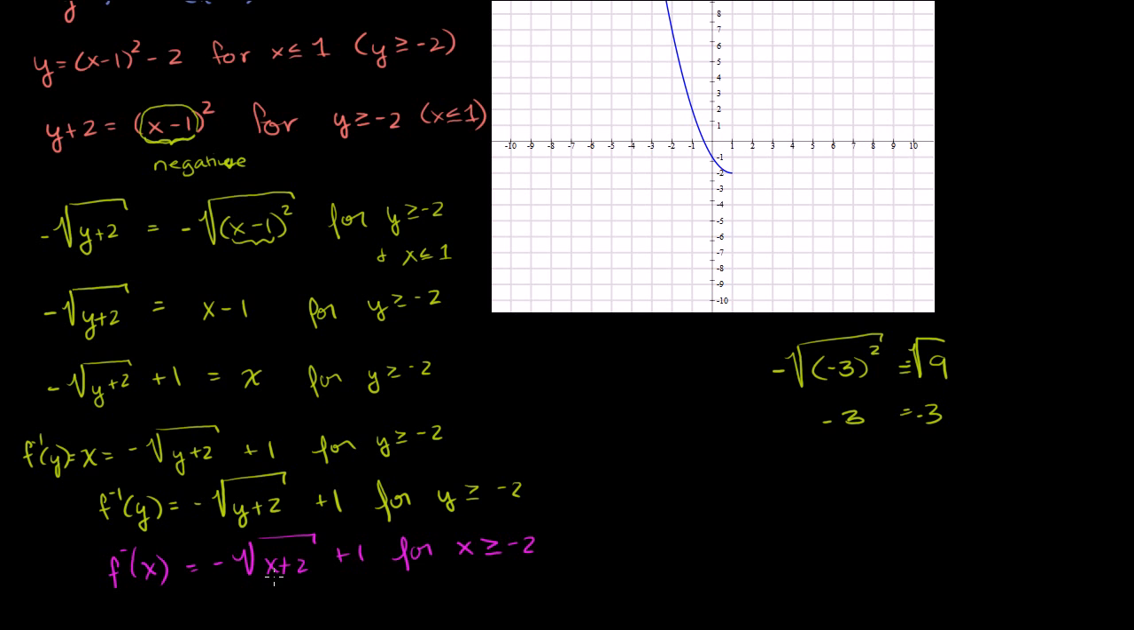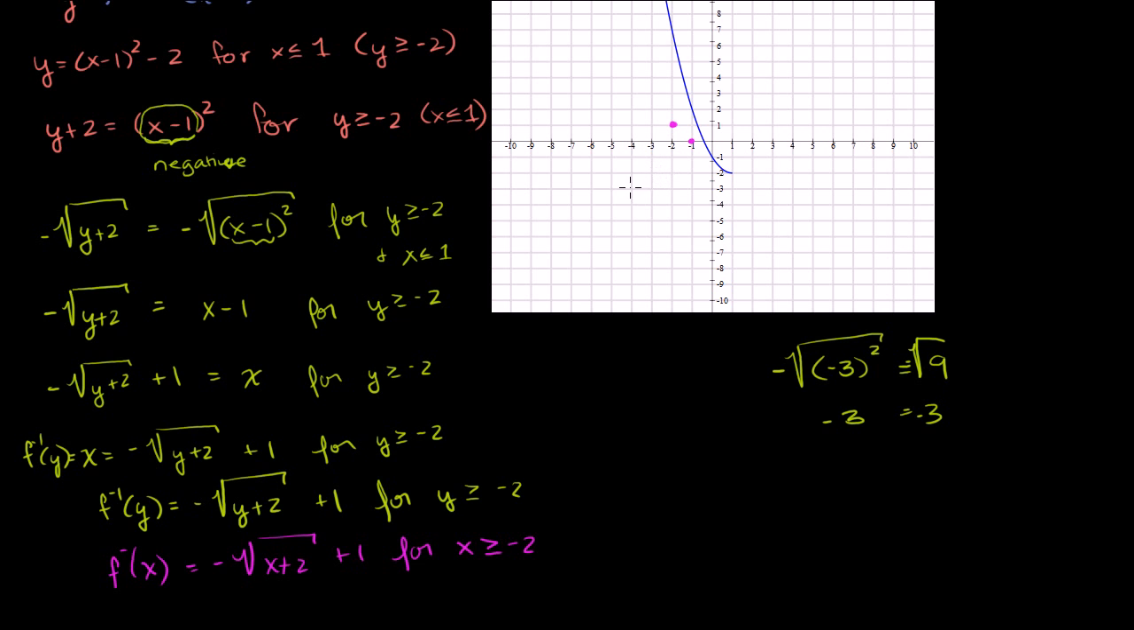And if we were to graph this, let's see. If x is equal to negative 2, this is 0. So the point negative 2, 1 is going to be on our graph. If we go to x equals negative 1, this becomes a negative 1, so the point negative 1, 0 is on our graph.